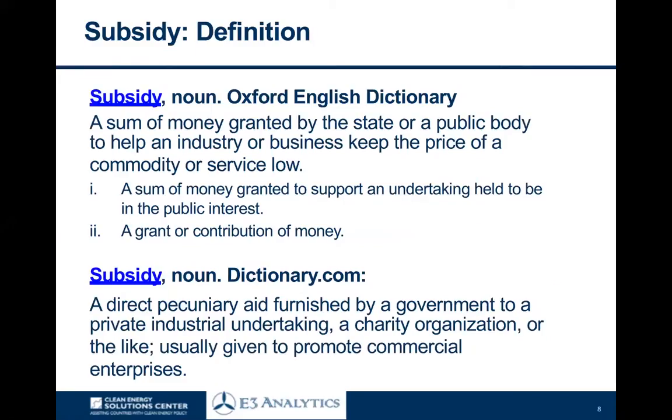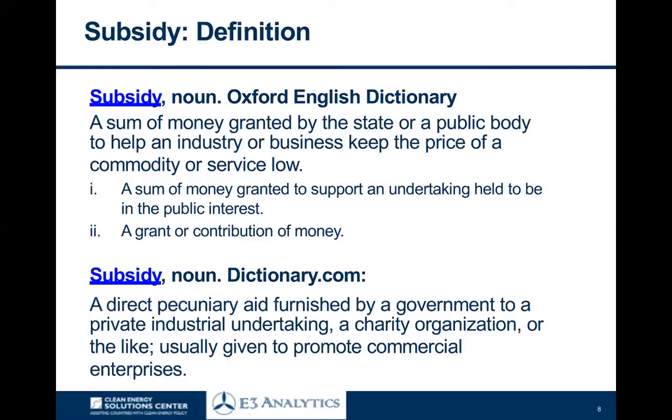So, first, a definition. According to the Oxford English Dictionary, a subsidy is a sum of money granted by the state or another public body designed to help an industry or business keep the price of a particular commodity or service low, that is, lower than it otherwise would be. As two sub-definitions, they add here a sum of money granted to support an undertaking that is held to be in the public interest. And second, a grant or some contribution of money, simply. Dictionary.com provides a similar definition: a direct pecuniary aid furnished by a government to a private industrial undertaking, a charity or the like. It's usually given to promote commercial enterprises.